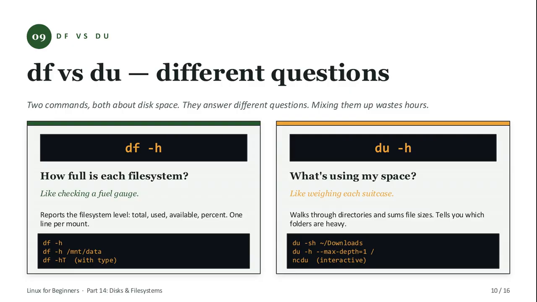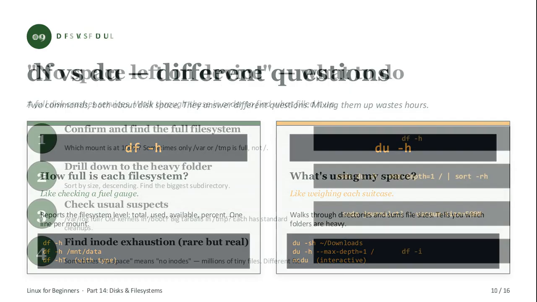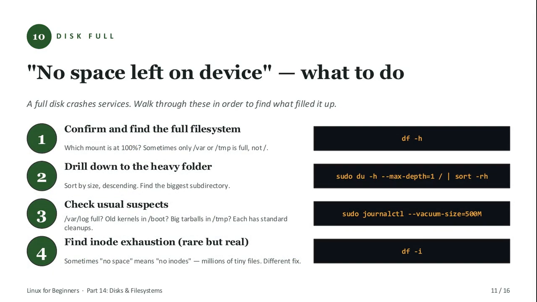df -h is your fuel gauge. It tells you how full each mounted file system is, one tidy line per mount. du -h is more like weighing each suitcase. It walks through directories and shows you which folders are actually hogging the space. So when the disk fills up, df tells you that it's full, and du tells you why. So let's put those 2 tools to work in a real emergency.